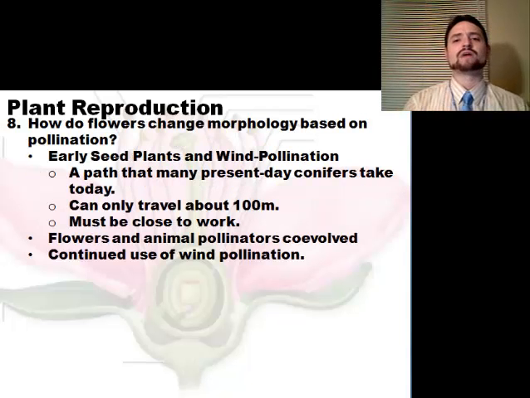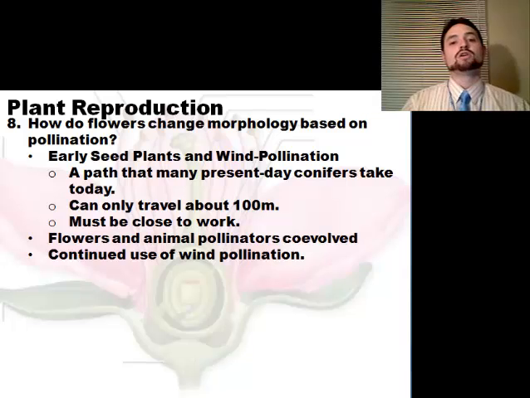How do flowers change morphology based on pollination? Well, this is an evolutionary process that you can look at in the change of plants. You've got early seed plants and wind pollination, a path that many present-day conifers take today because it is so effective. It works pretty well. You can travel through wind alone about 100 meters, so you get good distance with it.